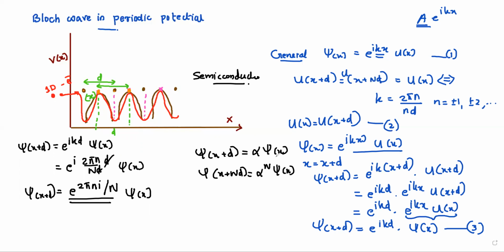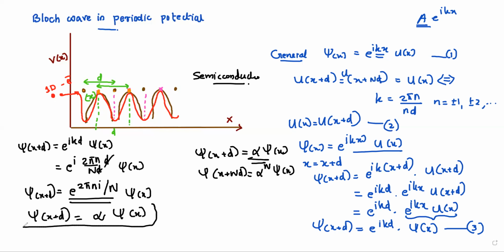So here, we equate e^(-2πi/n) as the coefficient called alpha. Then psi of x plus d is equal to alpha into psi of x. This one. So psi of x plus d is equal to alpha into psi of x.